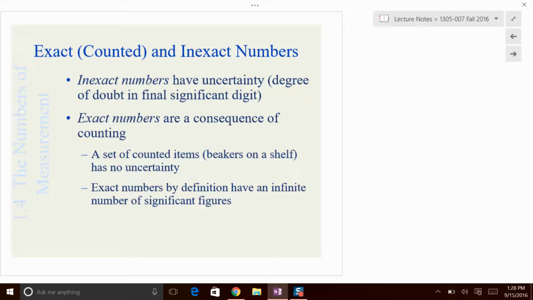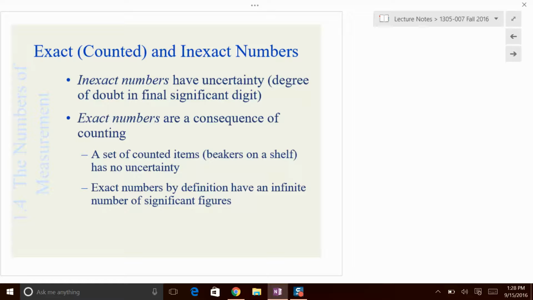The answer is that if it's an exact number, it has an infinite amount of significant digits, and so you simply don't base the number of digits in your answer on that exact number. You'll do it from the other number in your calculation, the one that's not an exact number. Okay?